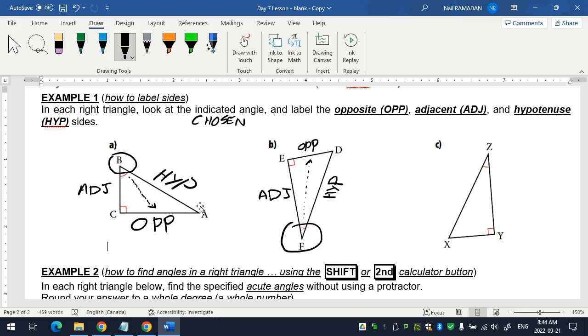Very good. Okay, last one. The chosen angle is the Z. So the hypotenuse is which one? X to Z, yes, the one that is the longest, hype. The opposite to Z, right here, is what? XY, yep, OPP. And finally, ADJ is the remaining ZY. Done. That's how you label.